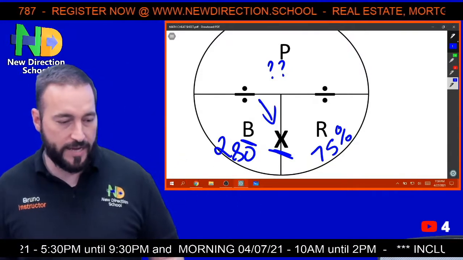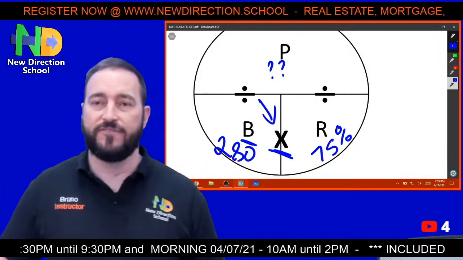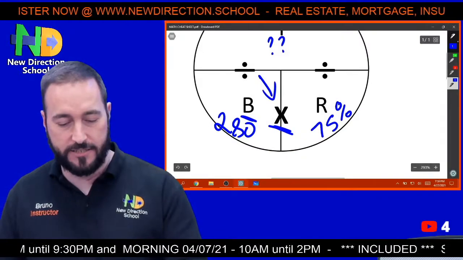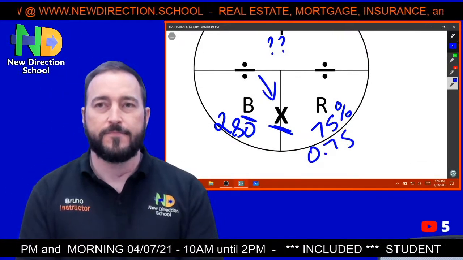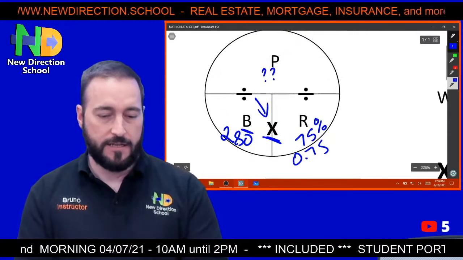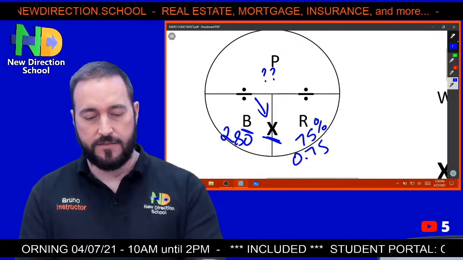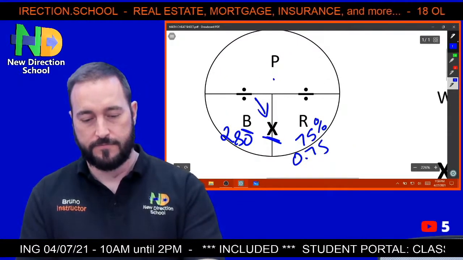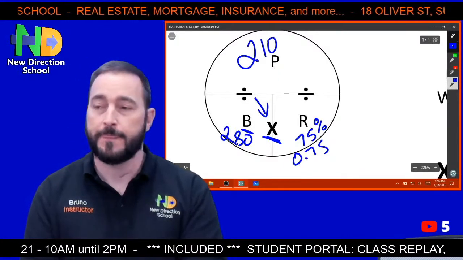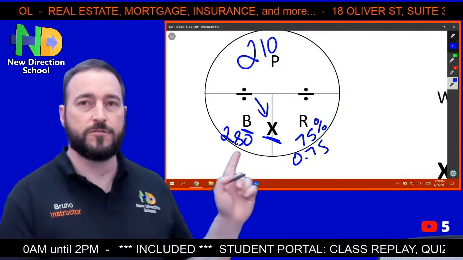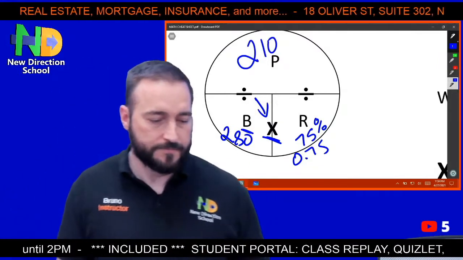So calculators, 280 times 75%, or as you guys already know, 0.75. Calculators. The answer is going to be 210. Because all you had to do was multiply these numbers.